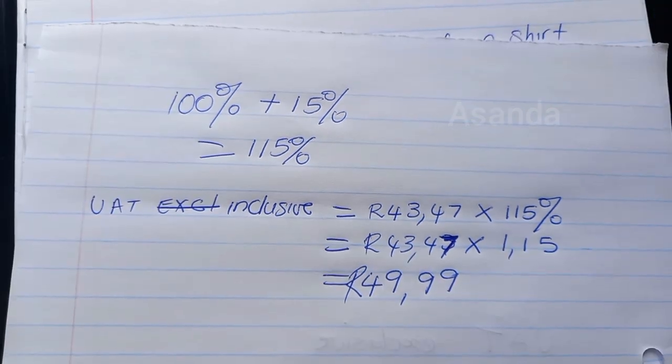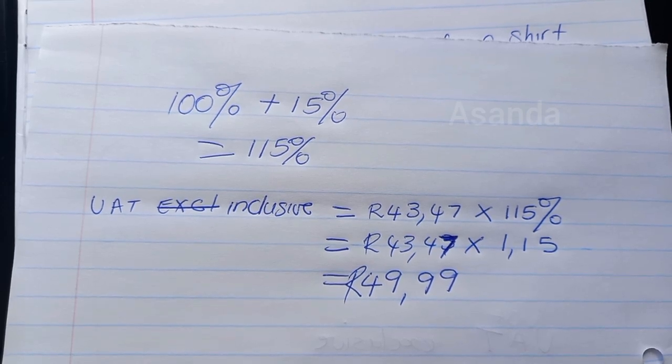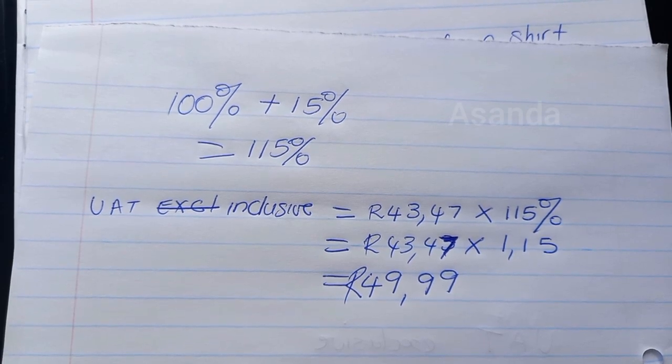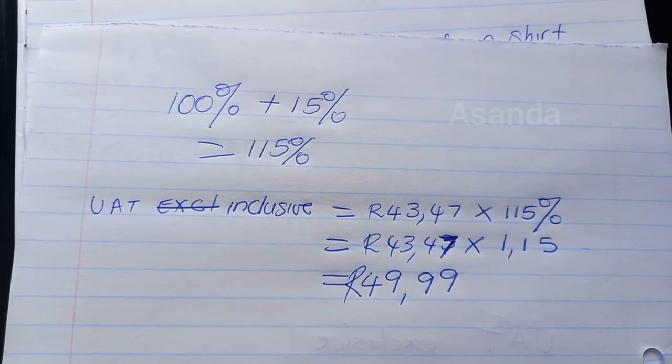If you notice anything here, always we are multiplying the money that does not have VAT. So the money that does not have VAT is multiplied, whether you're multiplying by 15% or you're multiplying by 115%. But the money that does not have VAT is multiplied, right? Okay.